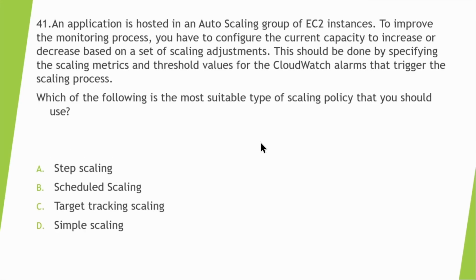An application is hosted in an auto-scaling group of EC2 instances. To improve the monitoring process, you have to configure the current capacity to increase or decrease based on a set of scaling adjustments. Keywords. This should be done by specifying the scaling metric and threshold values for the CloudWatch alarms that trigger the scaling process. Which of the following is the most suitable type of scaling policy that you should use?